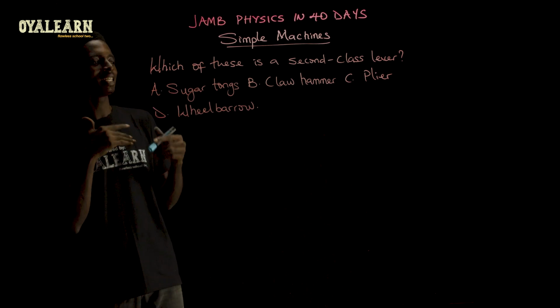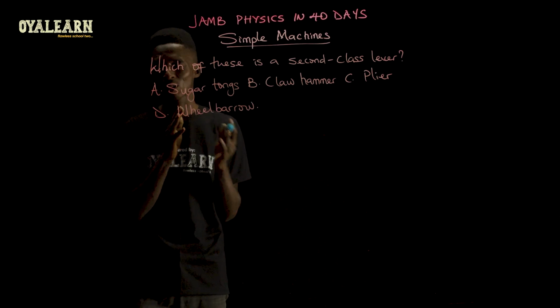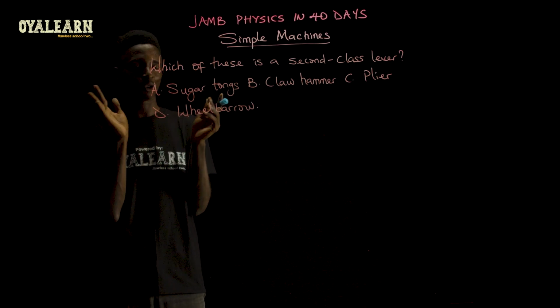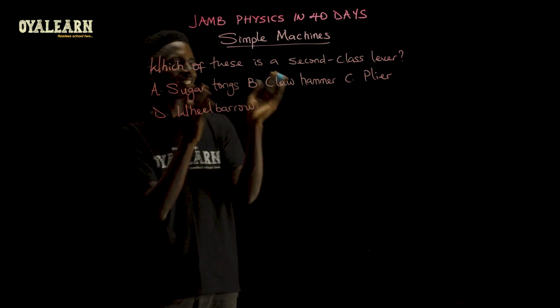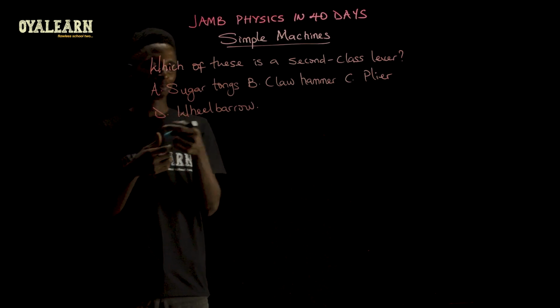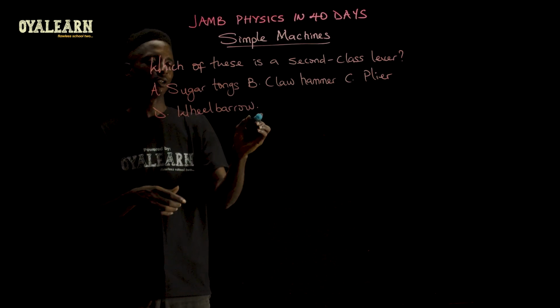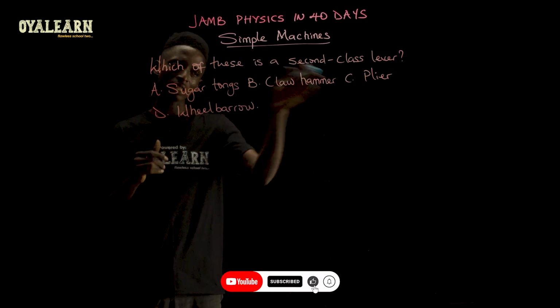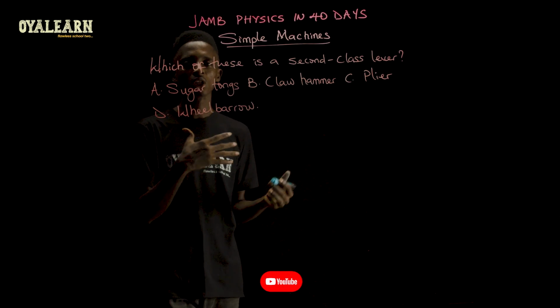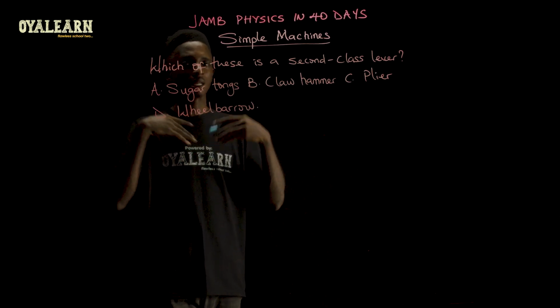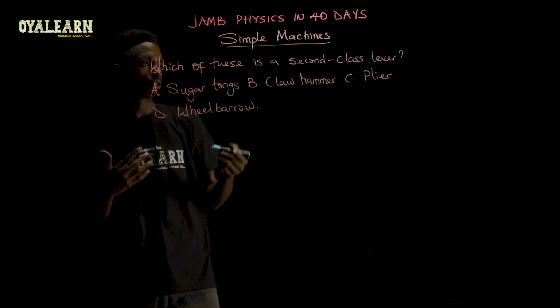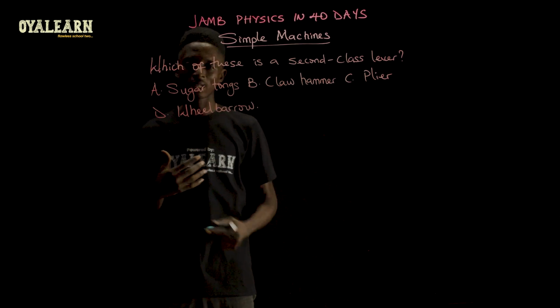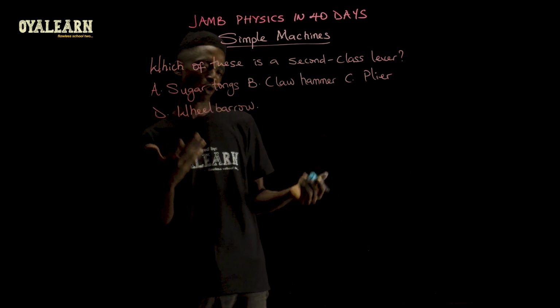Now, coincidentally, the example I gave for the second order lever is in this question. It's part of the options, and that's the wheelbarrow. So we know that the answer to this question is option D. But let's look at the other options and tell which order they belong to, because the question could come from any direction. You could be asked to identify the first order, the second order, or the third order.